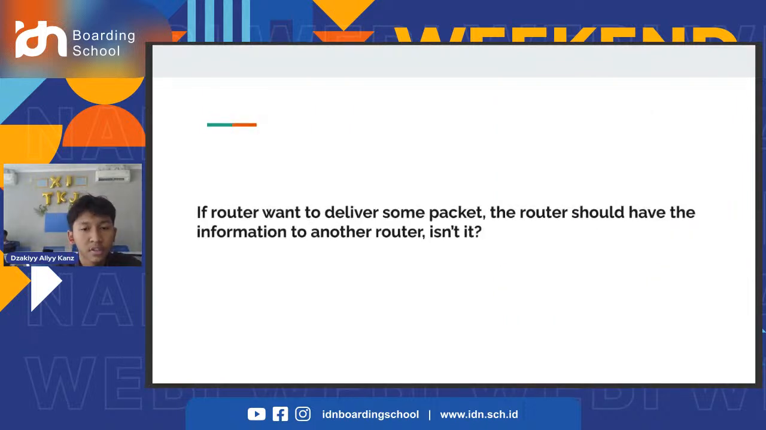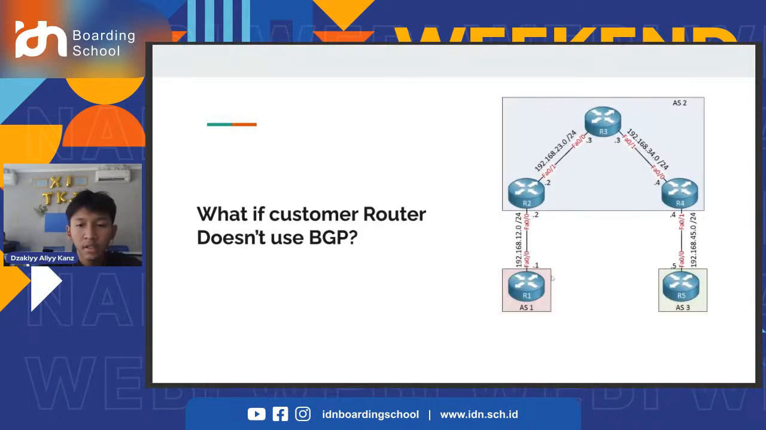And if a router wants to deliver a packet, the router should have information about another router, isn't it? Yes. If a router wants to deliver a packet, it should have information about another router in a different AS or in the same AS. Router 3 should have routing information from router 2, router 3 should have information from router 4, and router 4 should have the routing table or information from router 5.